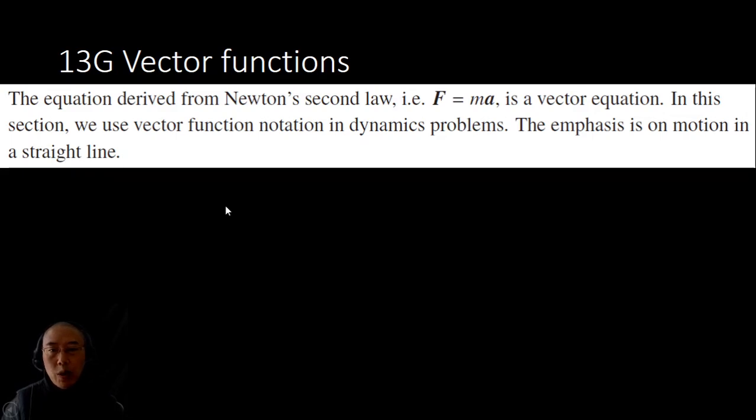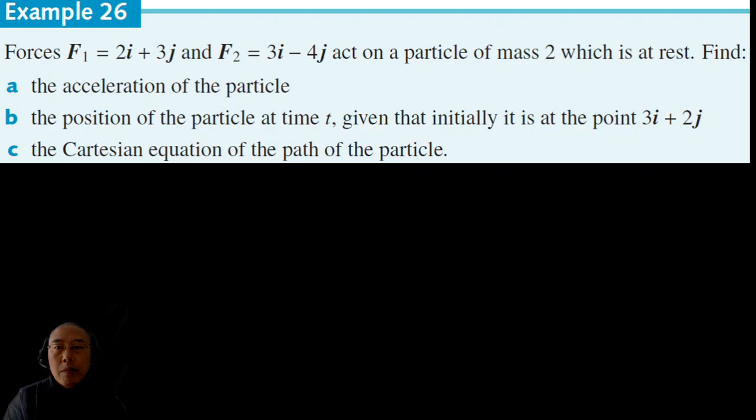So, first example out of two. You have your forces that are applied, you have the mass of the particle, and you have three parts to the question. First part is find the acceleration, second part is the position as a function of time, which will also be a vector function, and finally the Cartesian equation of the path of the particle. So pause the video, have a go at solving parts A and B, then if you have a little bit more time, part C, and we'll come back in a minute.